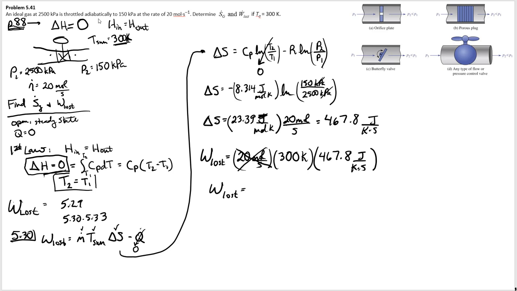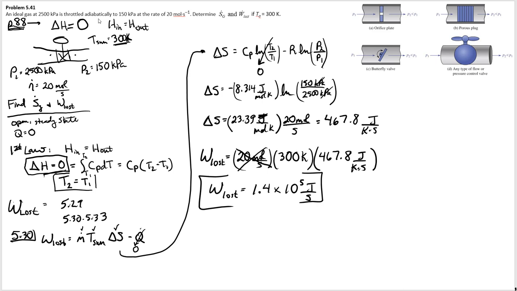Lost work: 467 times 300. We do that calculation, that will be 1.4 times 10 to the 5th joules per second, or watts. Either way is fine with me. All right, so that is the lost work that we're doing by throttling this gas.